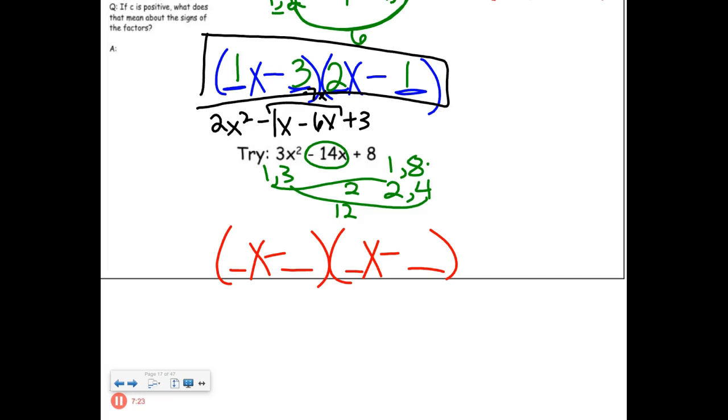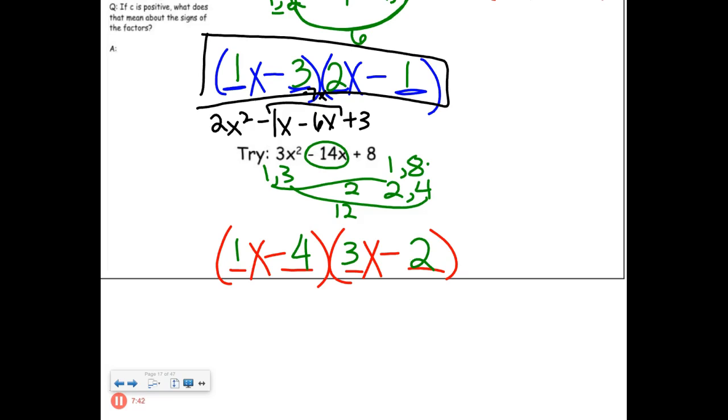So now again, we have to put them in the proper order. The only way to multiply to that 3x squared was that 1 and that 3. So I'm going to put the 1 and the 3. We multiplied the 3 to the 4, so I'm going to put the 4 here. And we multiplied the 1 to the 2, so the 2 is going to go here.